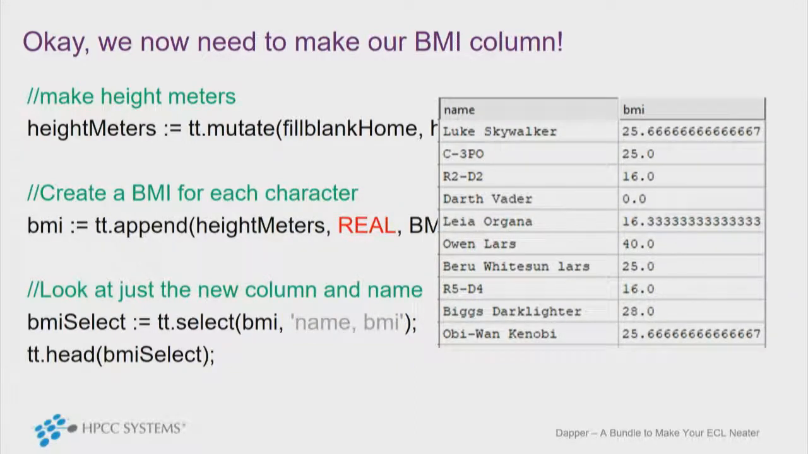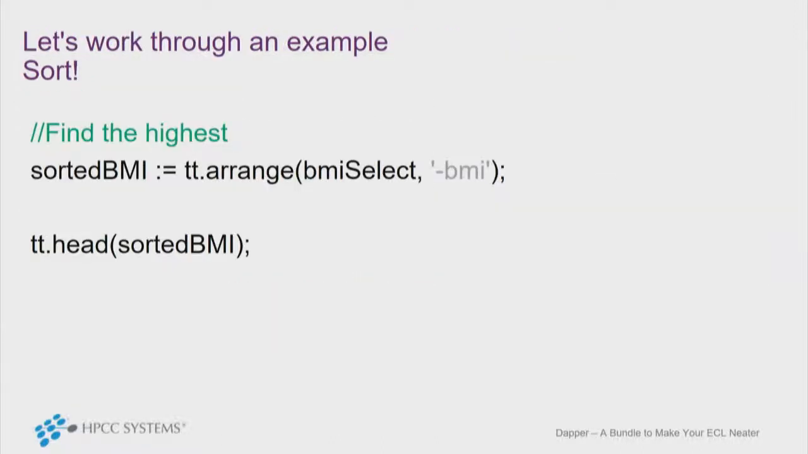And there we go. Luke Skywalker, a nice healthy 25.6. Jabba's not actually on this one, although Owen Lars is probably on the heavy side. In order to find Jabba, we're going to have to sort it. And I'm going to sort it by BMI, just working on the general assumption that Jabba the Hutt is probably the heaviest person in Star Wars. I'm happy to be corrected.